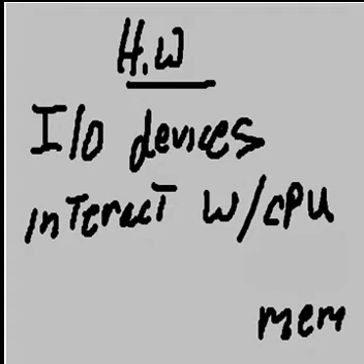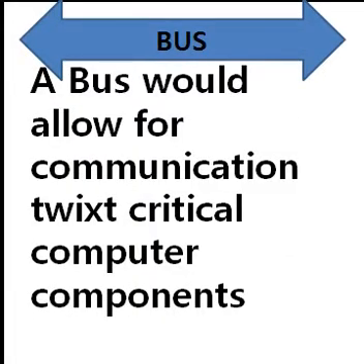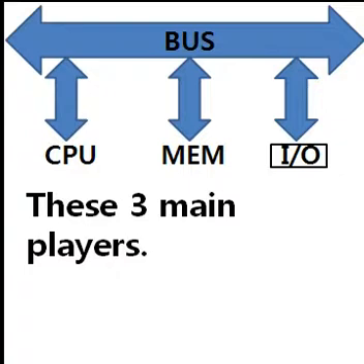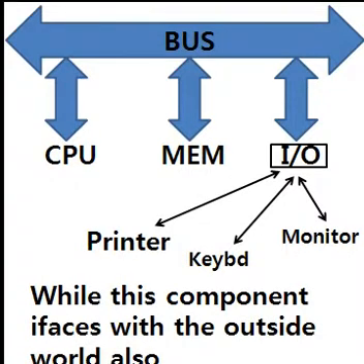Let's talk about that hardware. On the hardware side, we have I/O devices that interact with CPU and memory. How is that done? Well, it's done with a device called the bus. A bus would allow for communication to critical computer components. What components would that be? There are three main players here: CPU, memory, and I/O. They communicate with each other over the bus, while the I/O interfaces with the outside world also.